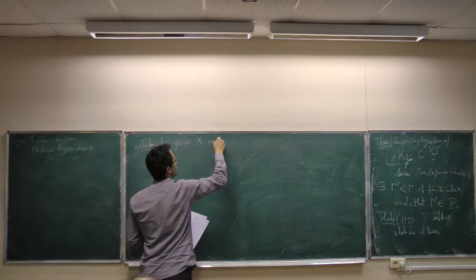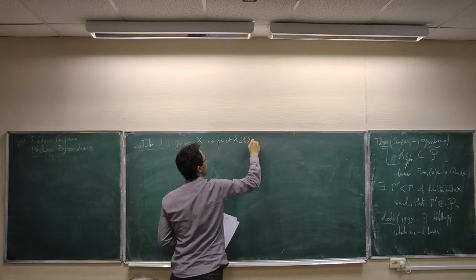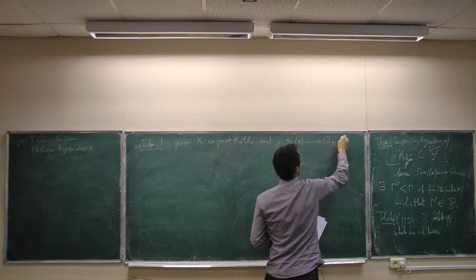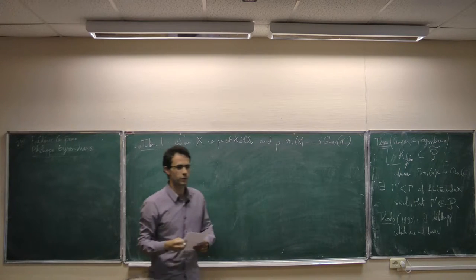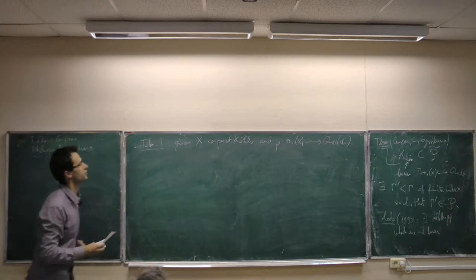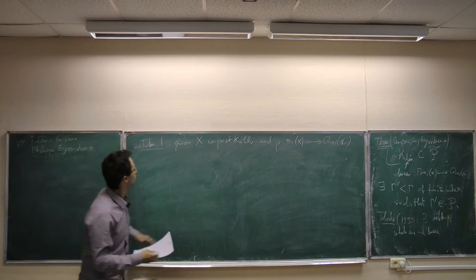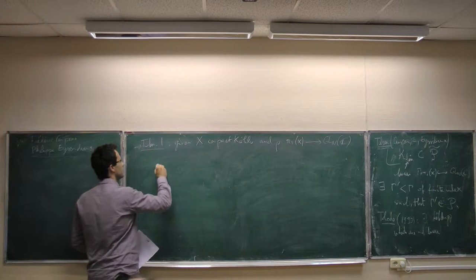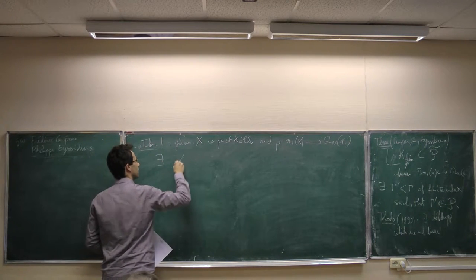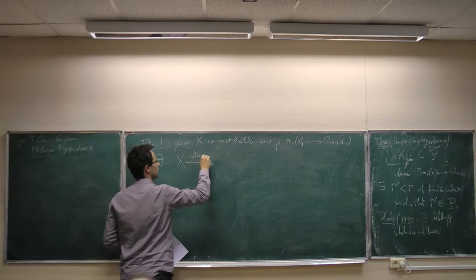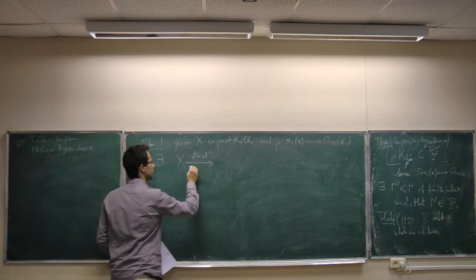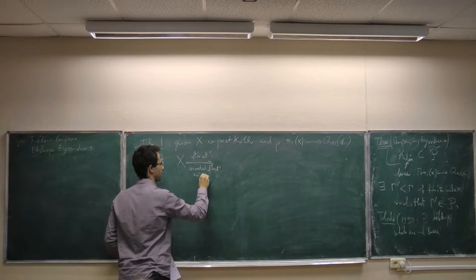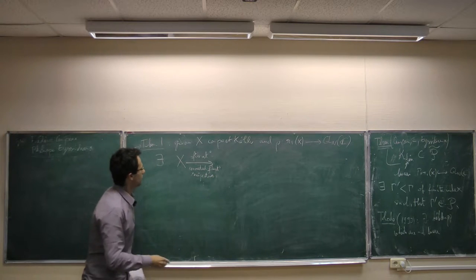So given X compact Kähler, and rho some infinite. I assume that this rho is non-trivial. It has an infinite image. With this data, we can associate a map, which is called the Shafarevich map. So there exists a sequence of maps. The first is a fibration in a rough sense. It just means that it has connected fibers and is surjective to the so-called Shafarevich variety.